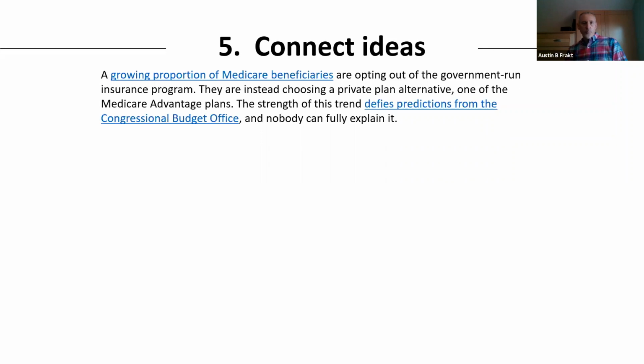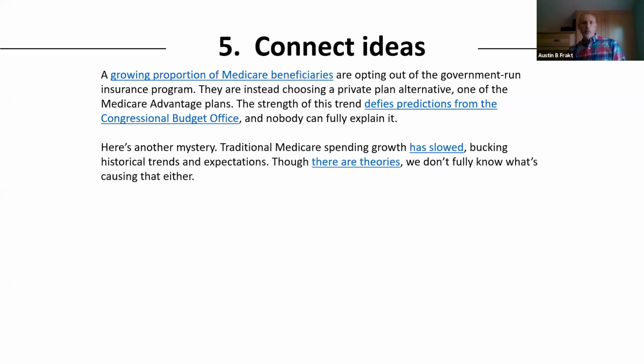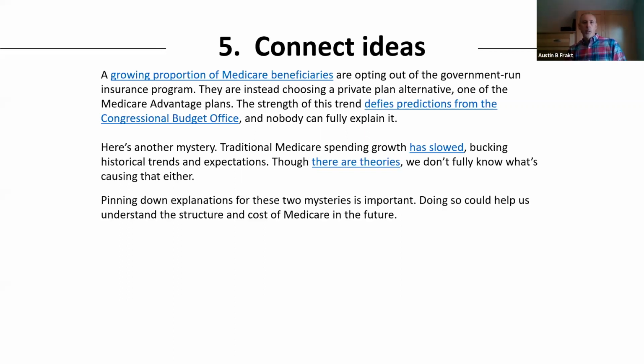A growing proportion of Medicare beneficiaries are opting out of the government-run insurance program. They're instead choosing a private plan alternative, one of the Medicare Advantage plans. The strength of this trend defies predictions from the Congressional Budget Office, and nobody can fully explain it. Here's another mystery. Traditional Medicare spending growth has slowed, bucking historical trends and expectations. Though there are theories, we don't fully know what's causing that either. Pinning down explanations for these 2 mysteries is important. Doing so could help us understand the structure and cost of Medicare in the future.